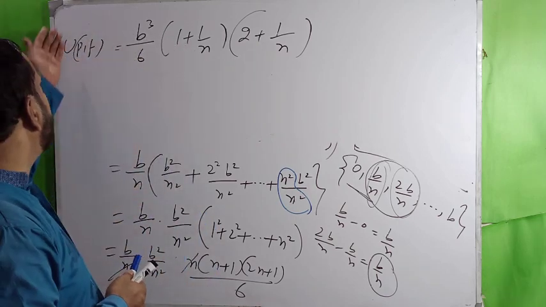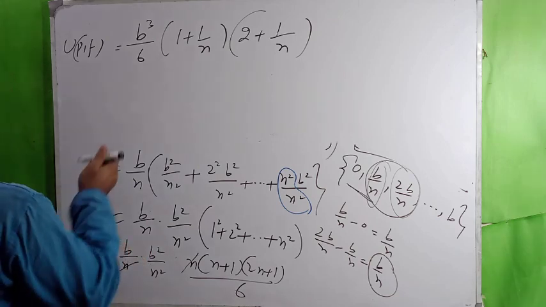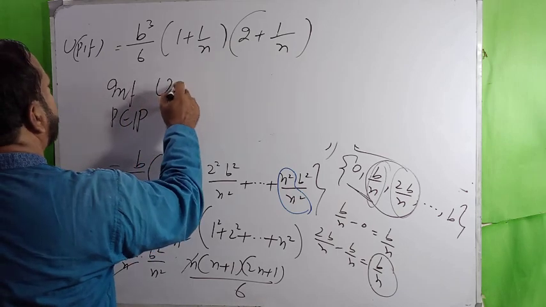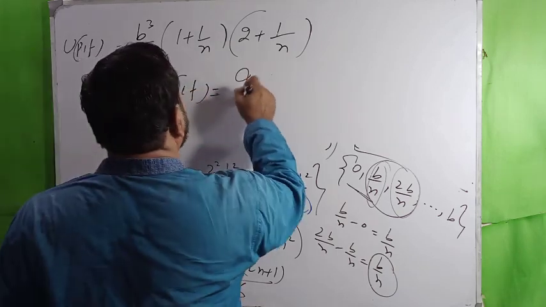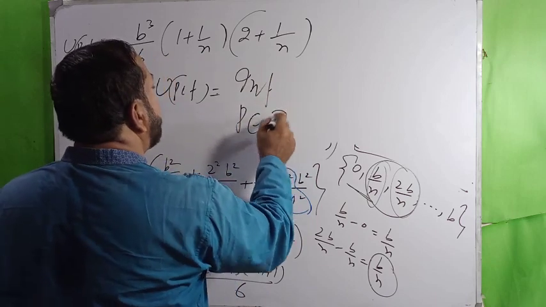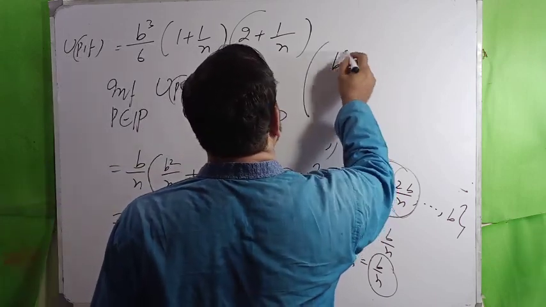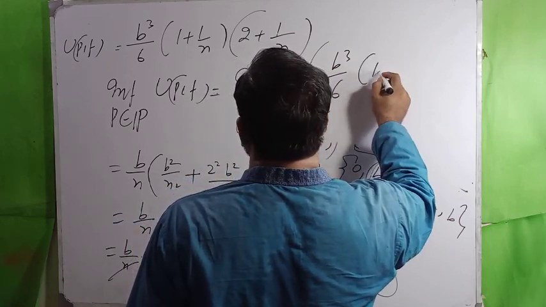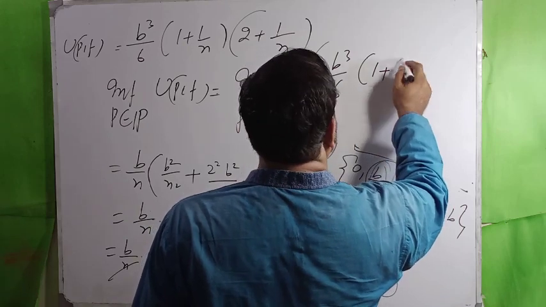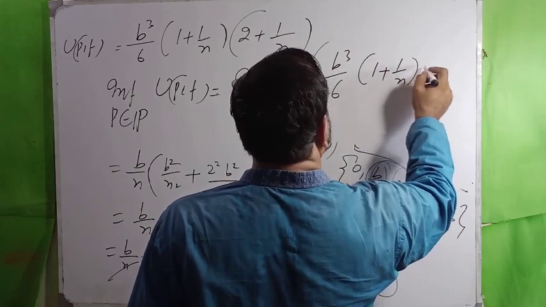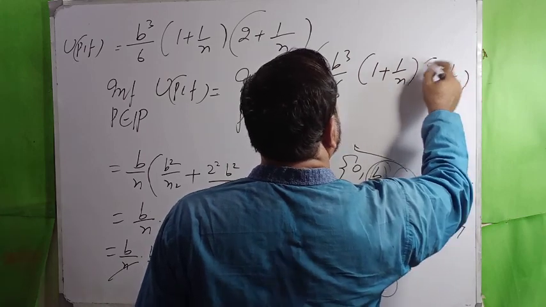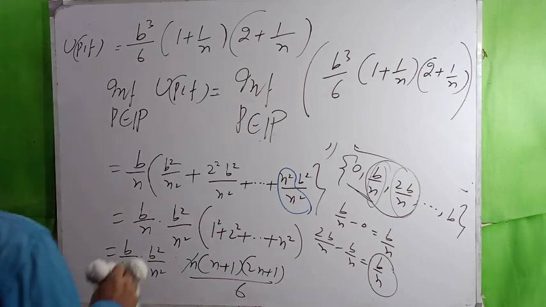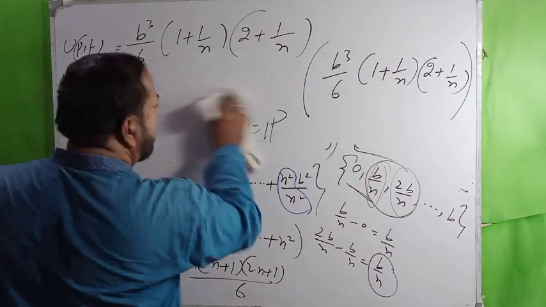Now you can take the infimum over all partitions. If you take infimum over all partitions, then infimum of U(P,f) for P belonging to the set of partitions would be equal to the infimum of b cube by 6 into 1 plus 1 over n into 2 plus 1 over n. Yes, this is the right answer.